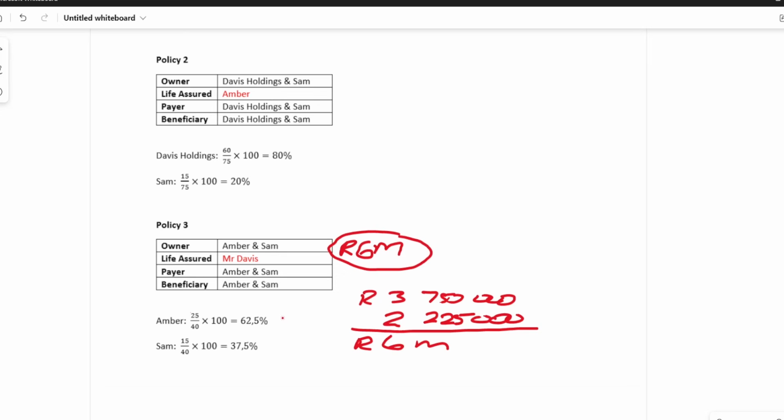The importance of the split is the way this finance agreement has been structured, is that on the passing of Mr. Davis, that 60% shareholding will be bought by Amber in this split, because Amber holds 25%. She gets to buy a little bit more. So in terms of the policy, she should receive 3,750,000, and Sam should receive 2,225,000.